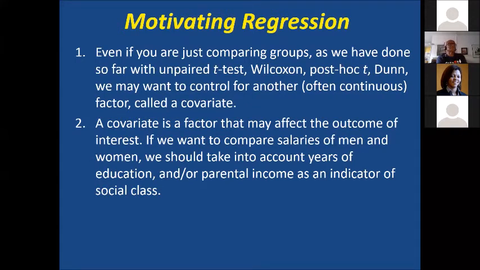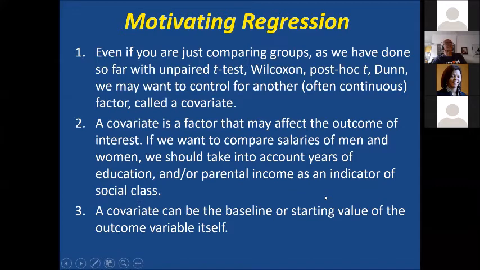A covariate is a factor that may affect the outcome of interest. We're going to see covariates more when we get to logistic regression and so on, but that's what a covariate is. It's not something that you are focused on. That's not your main interest, but you want to control for it. So if you want to, for instance, compare salaries of men and women, you need to take into account years of education, or income as an indicator of social class, and so on. And then see, controlling for those things, do you still see a difference in salaries of men and women?